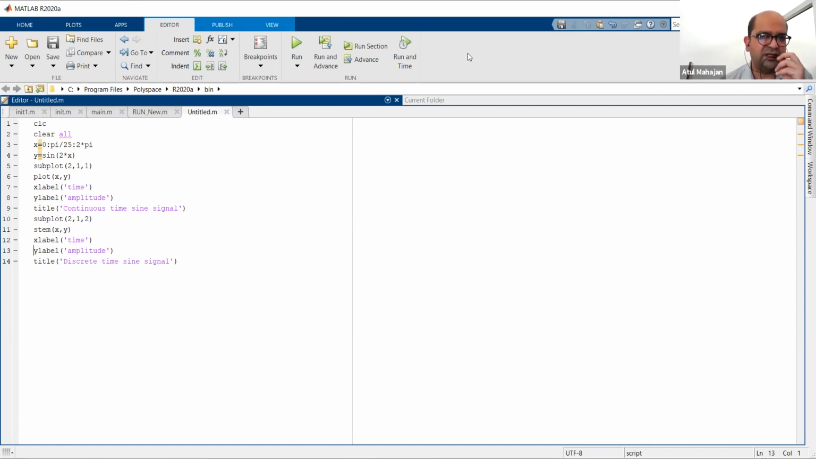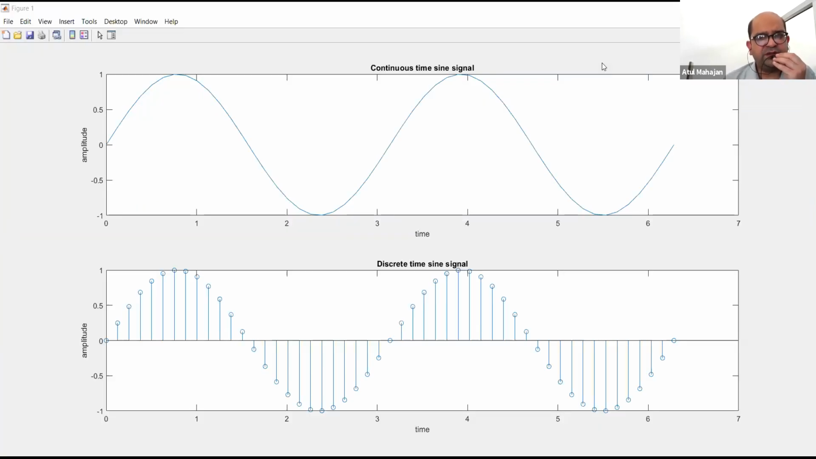Now, after giving these values, we need to run this program. For running this program, we press this run button and we easily run this program. Okay, class. When we press that run button, the program will process and it will show the graphical representation of our graph. It is like this. This is for the continuous time sine signal, and this is for the discrete time sine signal. This one is for the continuous one. This one is for your discrete sine signal.